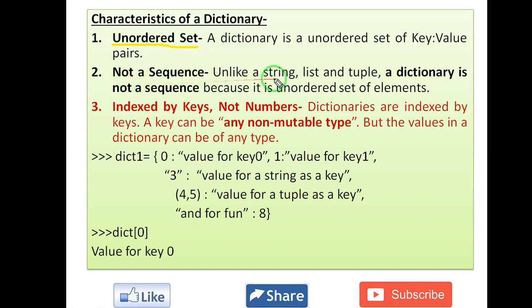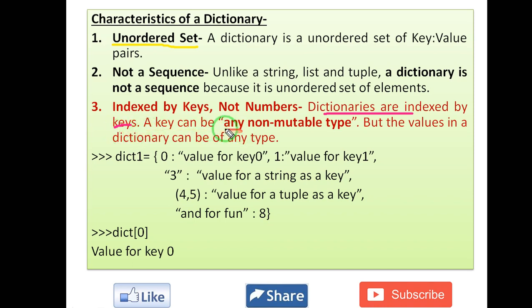It is not a sequence, unlike a string, list or tuple where each and every element has an index number. Index number always starts with 0. A dictionary is not a sequence because it is an unordered set of elements, indexed by keys, not by numbers. So they don't have any index number. They are arranged and accessed according to the keys.